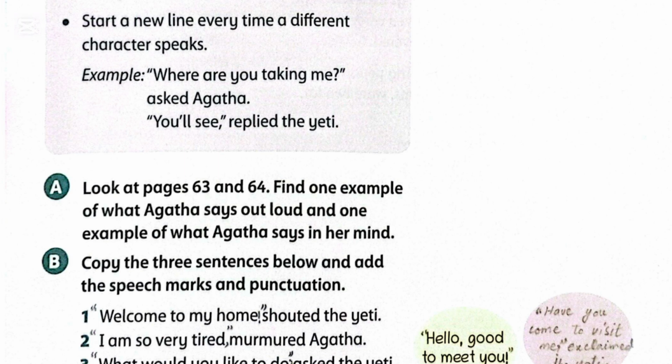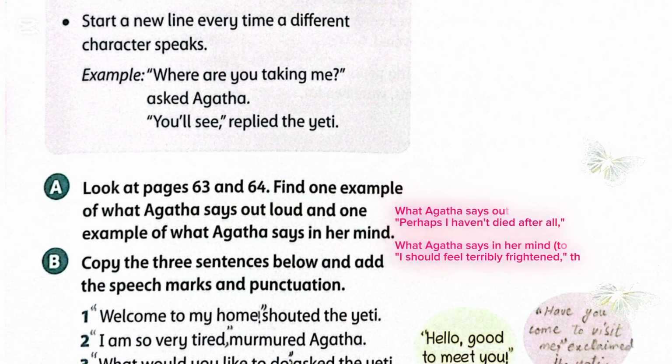So in this we learn that speech marks are used around the spoken words. Secondly, we use punctuation before the speech mark. Thirdly, when a new dialogue starts, we start a new line. Exercise A. Look at pages 63 and 64. Find one example of what Agatha says out loud and one example of what Agatha says in her mind.